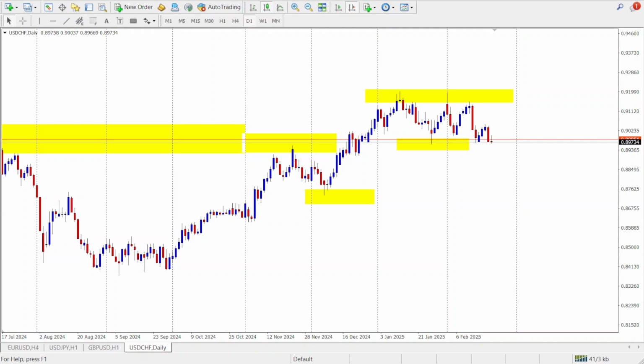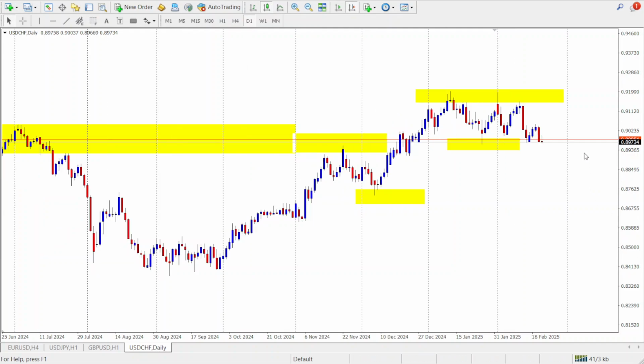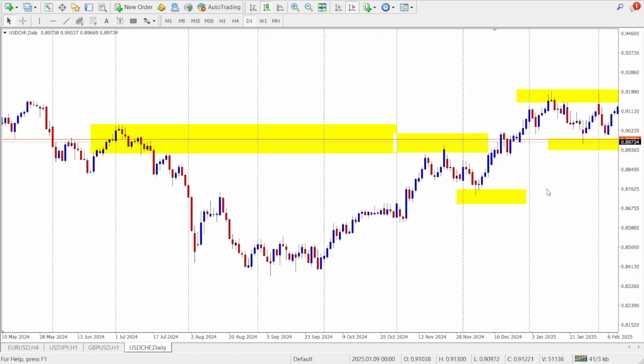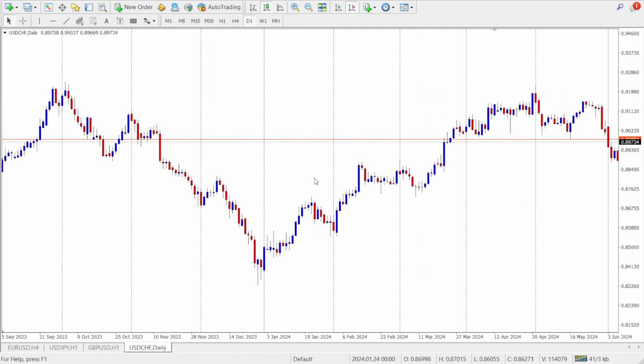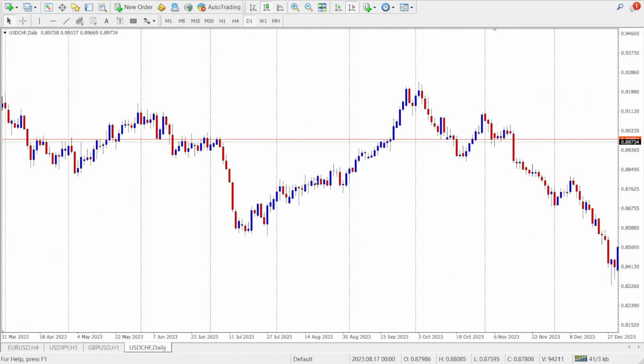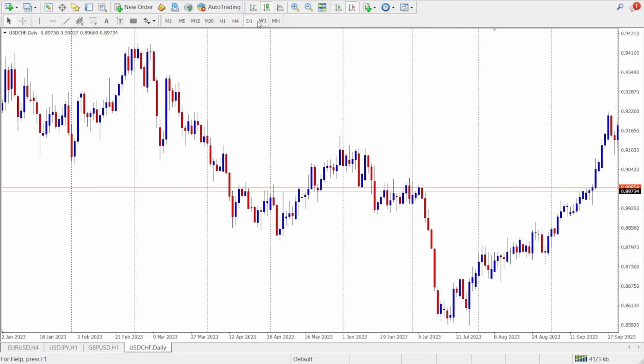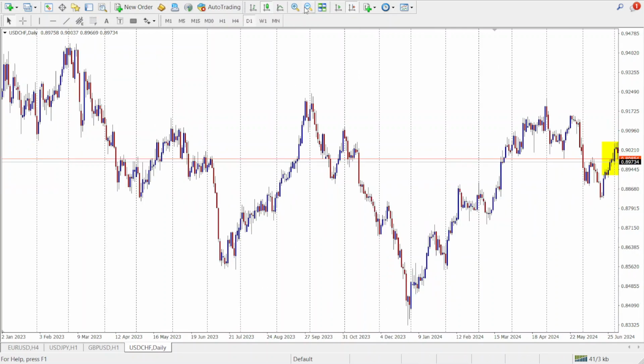Once you've identified these liquidity zones, the next step is to wait for the sweep to happen. This is where patience comes into play. You want to wait for price to break through these liquidity zones, usually with a sharp move or a wick, which indicates that liquidity is being triggered. When price hits these zones, you'll often see a rapid spike in movement as stop orders get triggered.